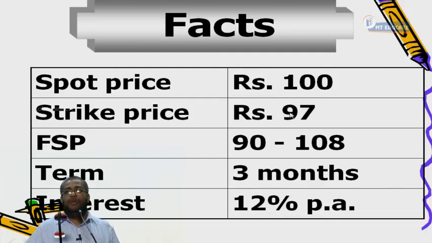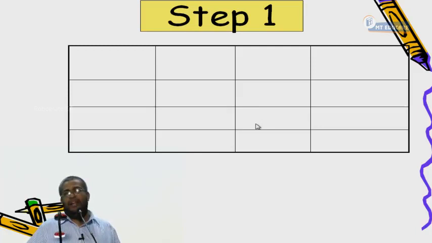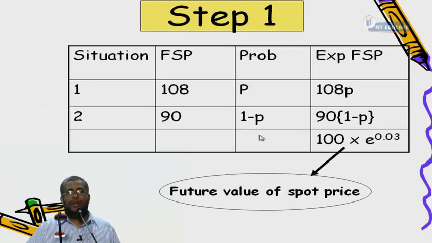Now, step 1. Give the heading: Risk neutral probability. We'll give that step the heading risk neutral probability. Step 1, risk neutral probability.